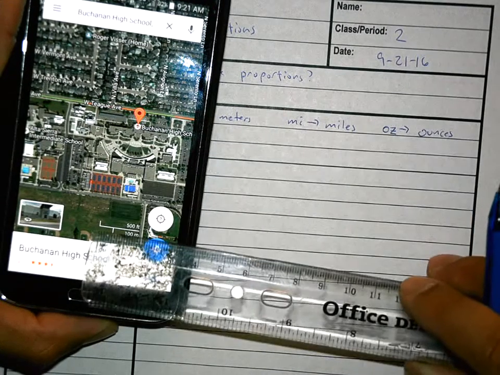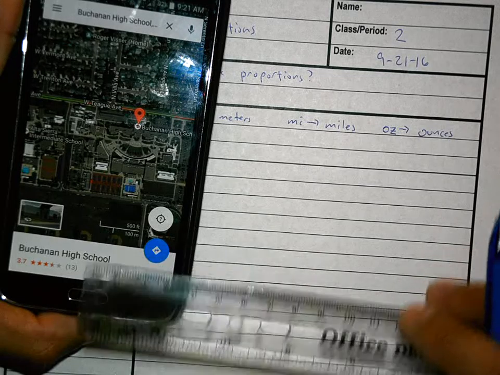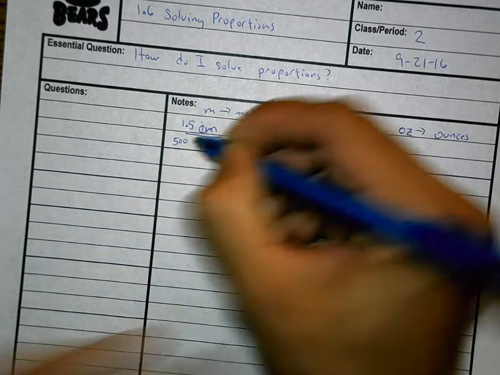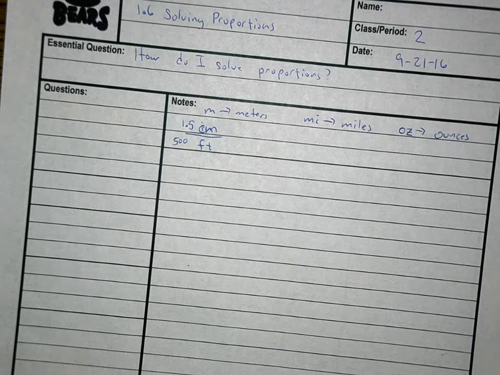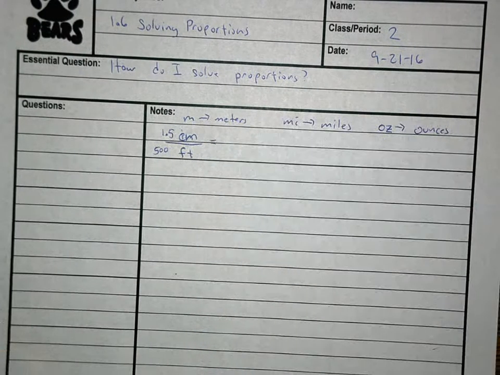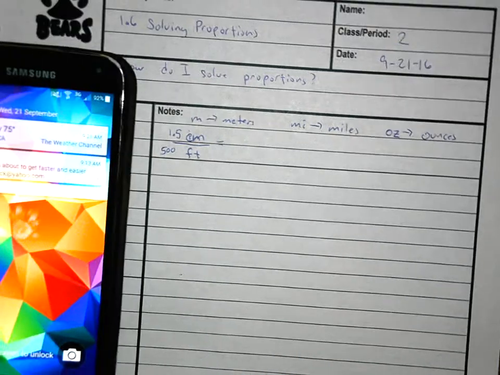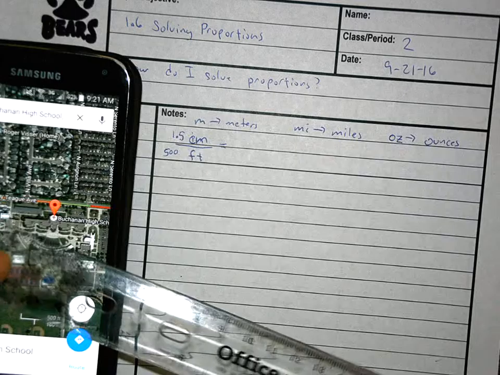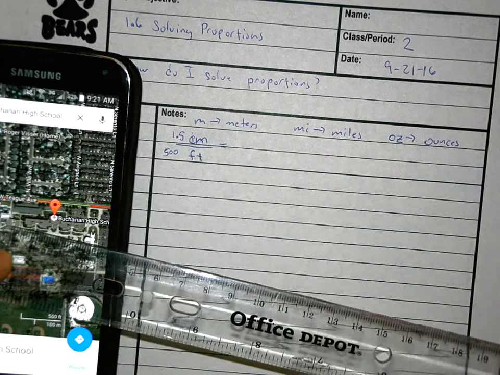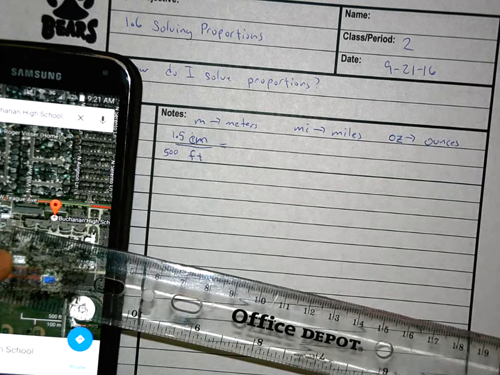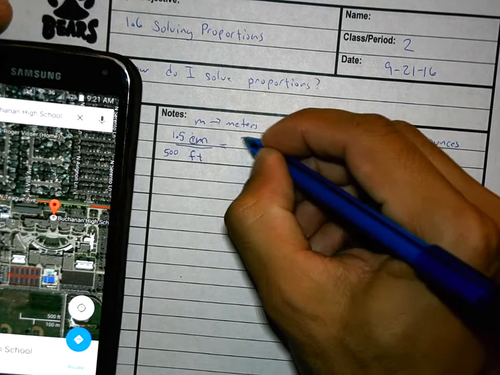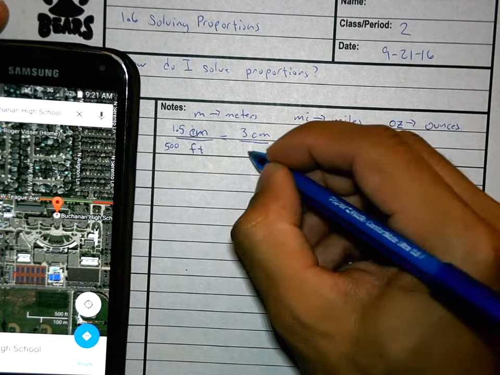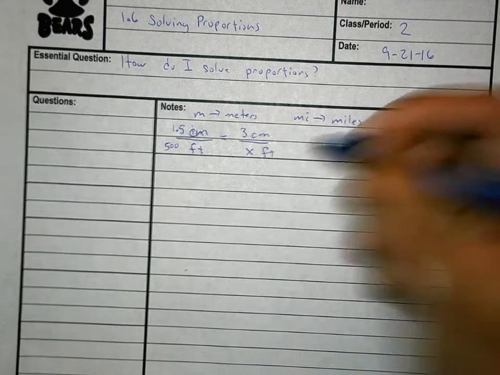This little tiny thing down there, that's what I got. Is how many feet? 500 feet. So far, so good. Equals. Now I want to measure from the band room to the front office: it is 3 centimeters equals x feet.